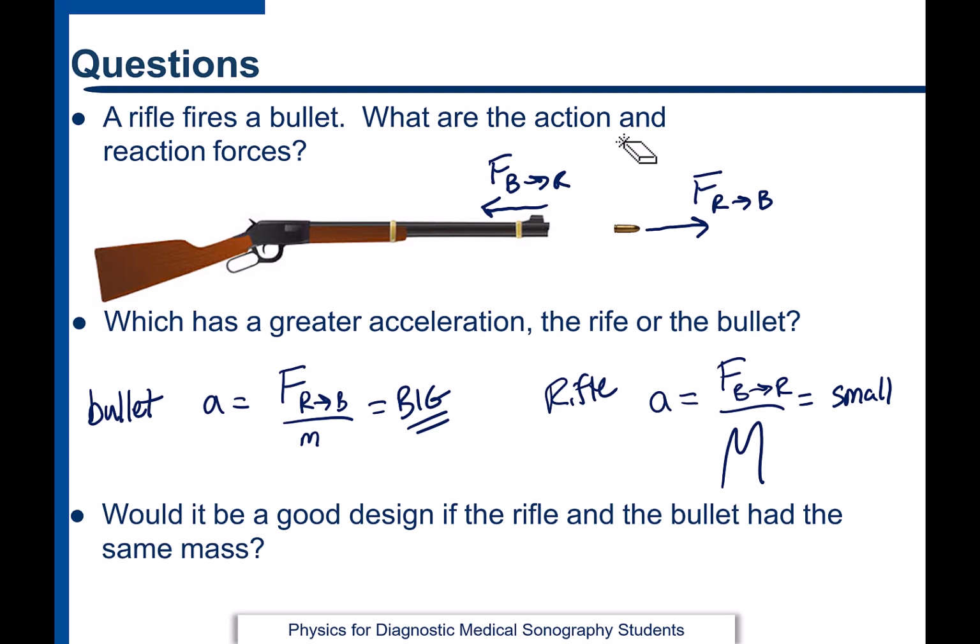And you can probably figure out the answer to this last question. Would it be a good design if the rifle and the bullet have the same mass? And of course, the answer is no, because if they had the same mass, then they'd have the same acceleration. The bullet would go off and the rifle would go off at the same speeds, and that's not what we would want to happen.